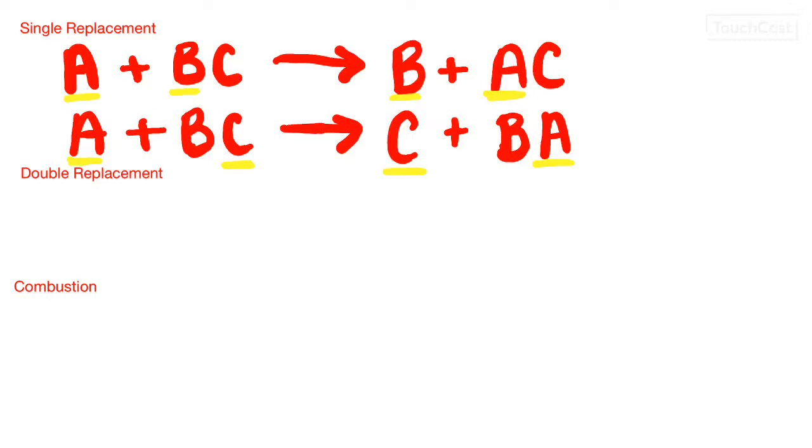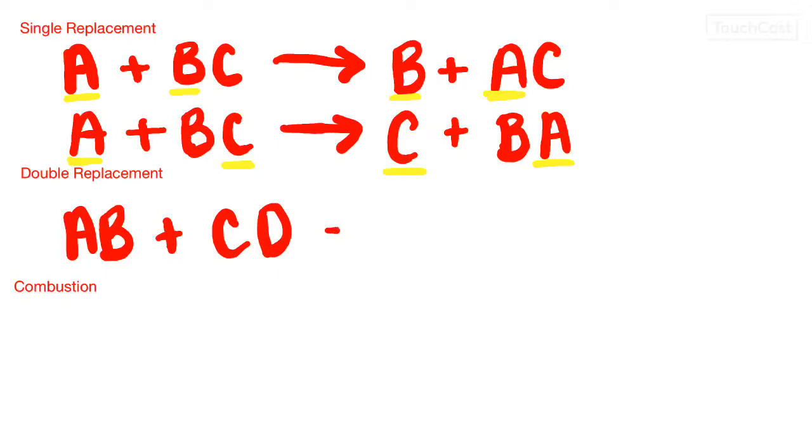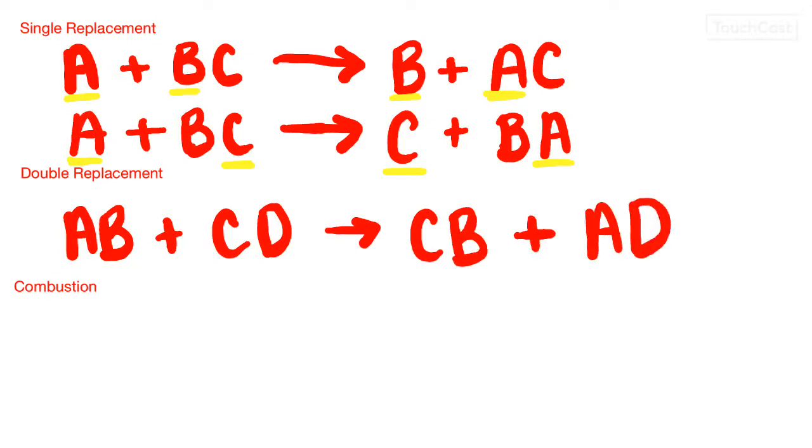Our next one is double replacement. And that's where you have 2 compounds and your front elements switch. So you end up with CB plus AD. So if you look, my A and my C switched their location. And once again, you're never going to have to create these reactions. All you have to do is be able to identify it. So for this one, if it starts with 2 compounds, you know you have a double replacement reaction.